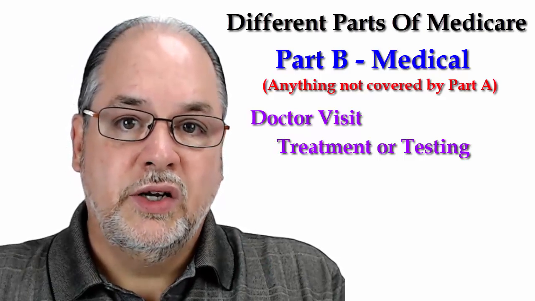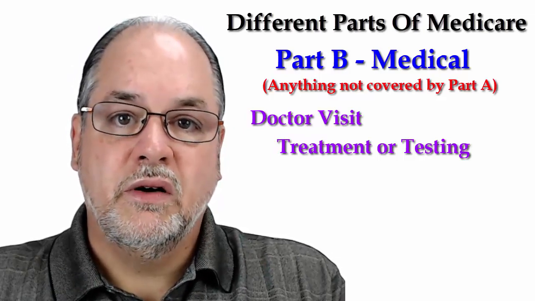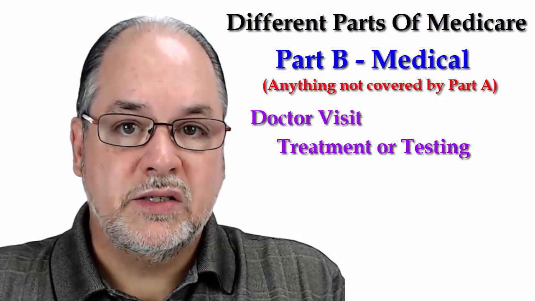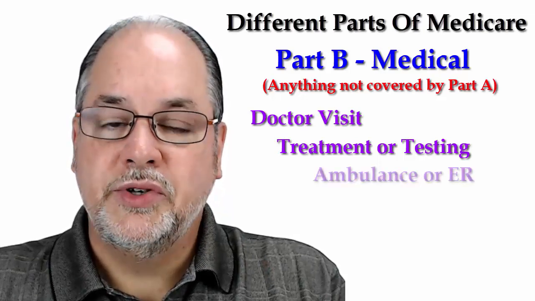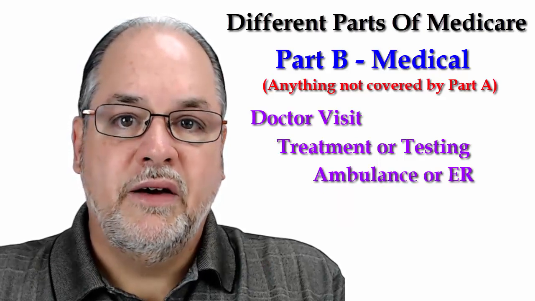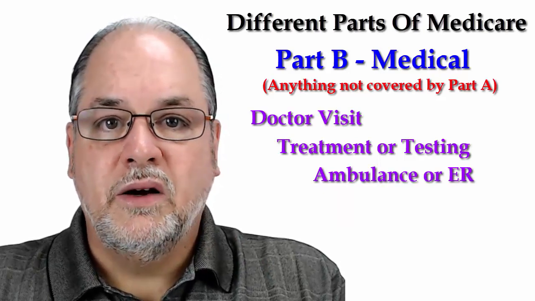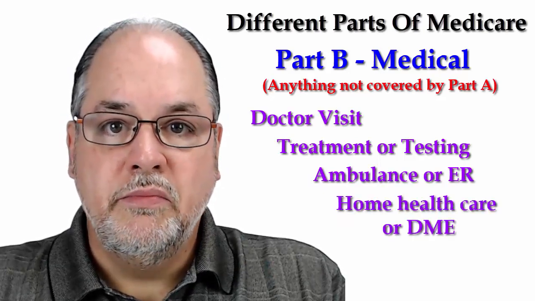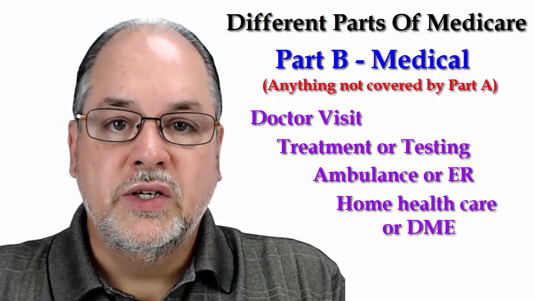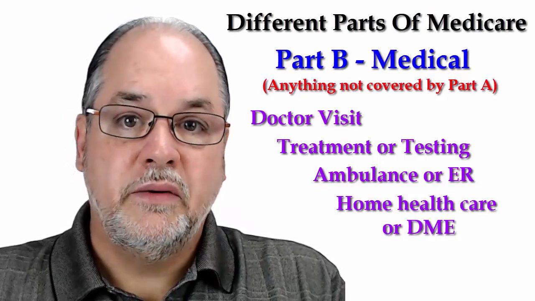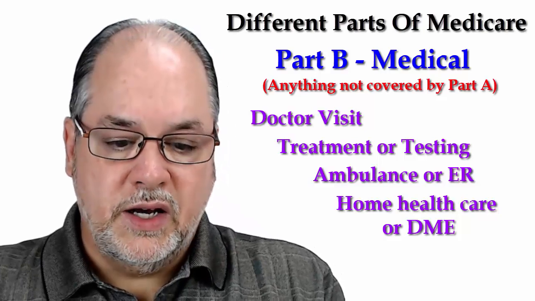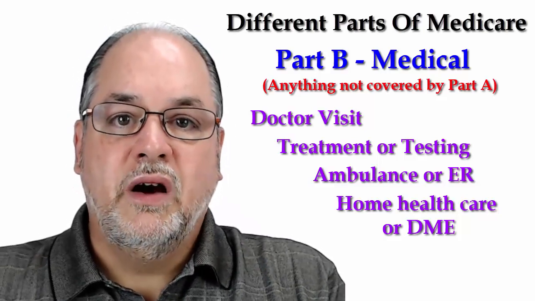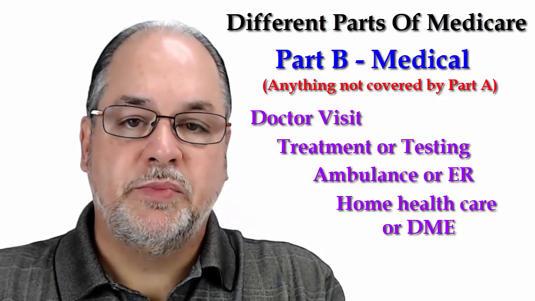This also would include if you were in the need of the ambulance, if you're treated at a hospital emergency room, if you have home health care, or if you need durable medical equipment and so forth. So any medical care that is covered by Medicare that is not a hospital stay will be covered under Part B. Next is Part C.